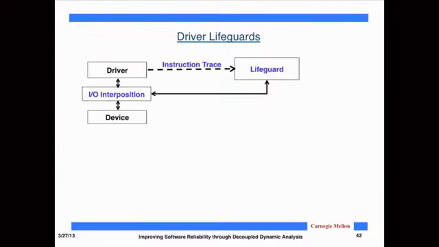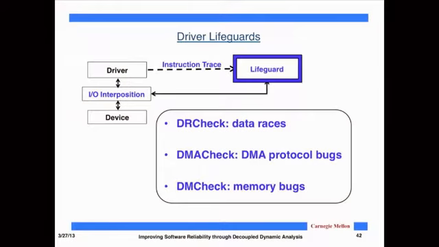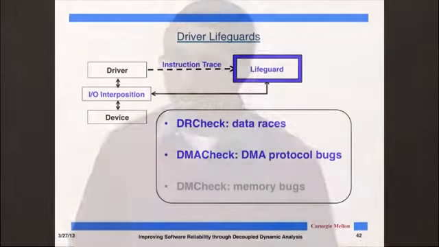But that, in a nutshell, is how the interposition works. So now what does this allow me to do? Now I can write some new interesting tools that have not existed before. In particular, I wrote these three tools. DRCheck finds data races in drivers. DMA-check finds DMA protocol bugs, while DMcheck finds memory bugs, the unsafe use of uninitialized data, sort of like memcheck at the user level. In the interest of time, I'm going to focus only on the first two.